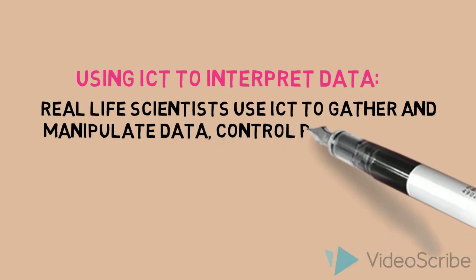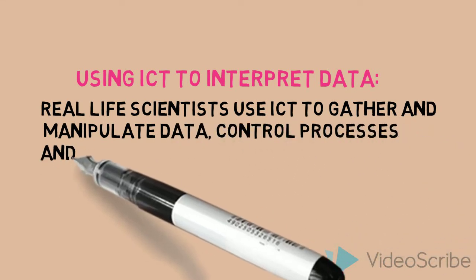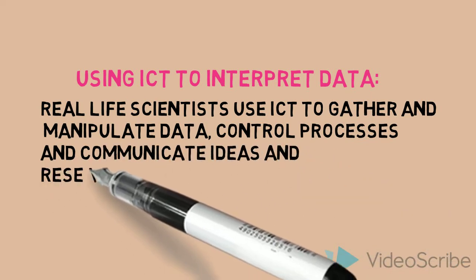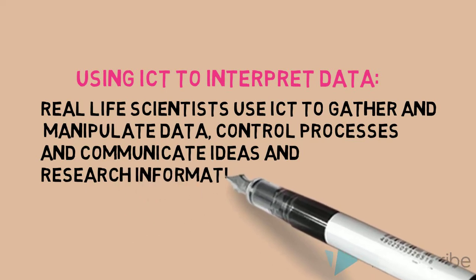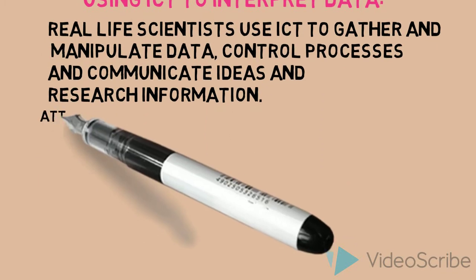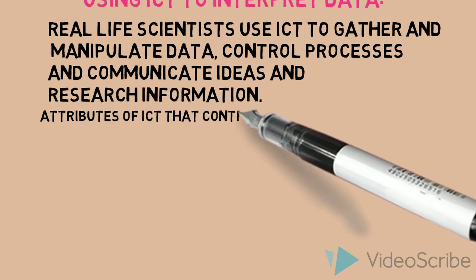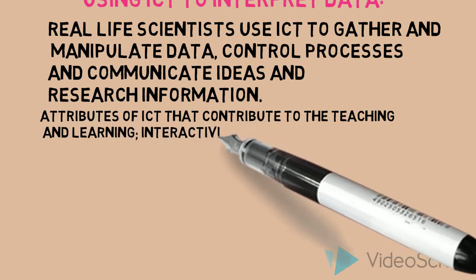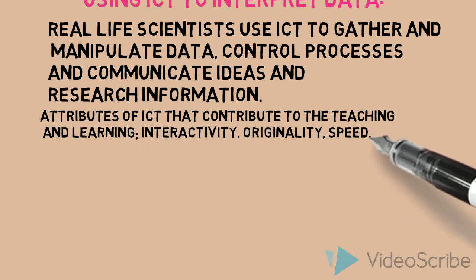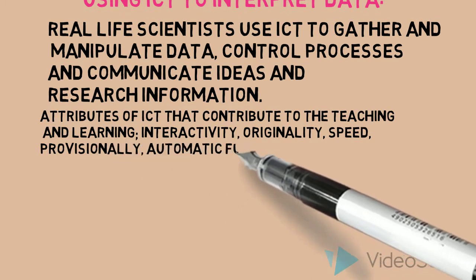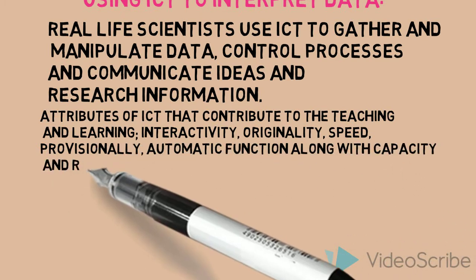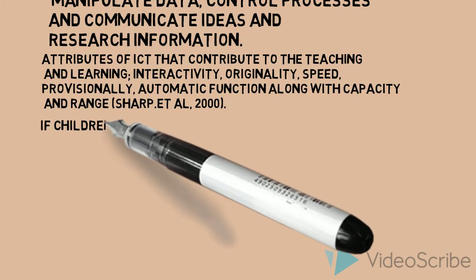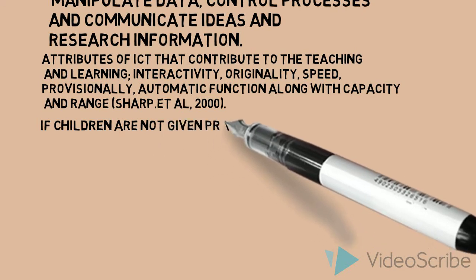An example of the accuracy of ICT that can be used in science is cited by Kelly and Steed, who state that real-life scientists use ICT to gather and manipulate data, to control processes and to communicate ideas and research information. Sharp et al. 2000 list attributes of ICT that contribute to teaching and learning, such as interactivity, originality, speed, provisionality, automatic function, along with capacity and range. Teachers believe using ICT is a significant feature in improving teaching and learning, as stated by O'Sullivan et al.